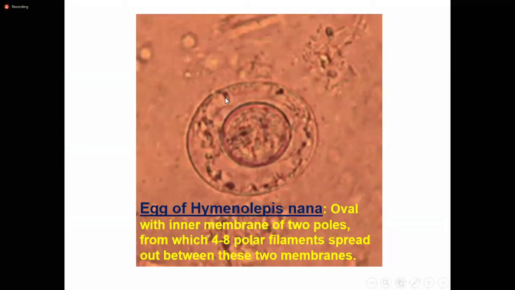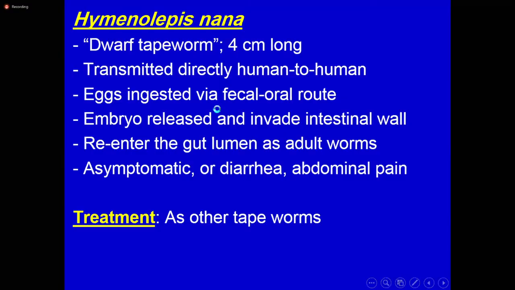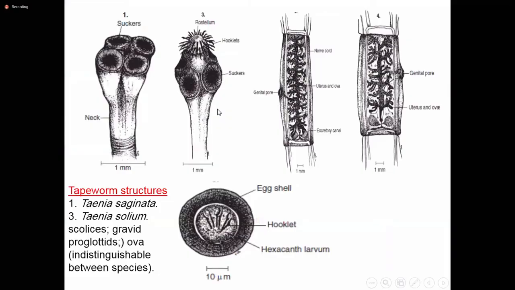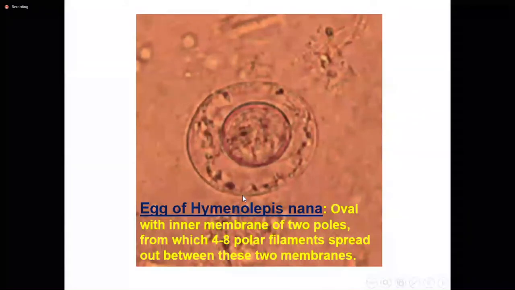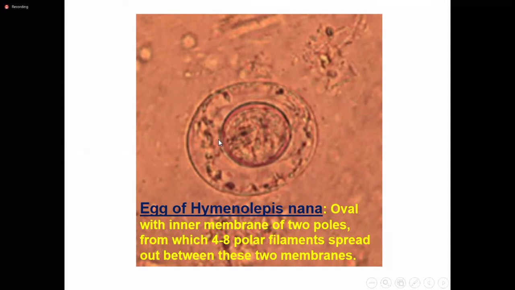This is the egg of Hymenolepis nana. It's different from the eggs of the Taenia. Here there are radiations. Here there's quite a large distance between the outer membrane and inner membrane. So completely different. This is the egg of Hymenolepis nana.